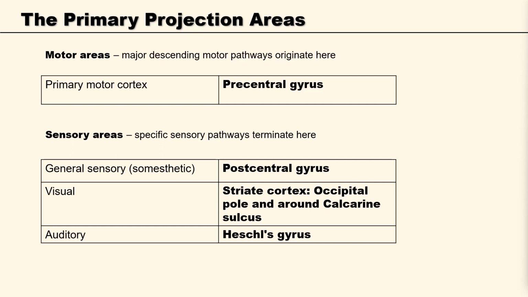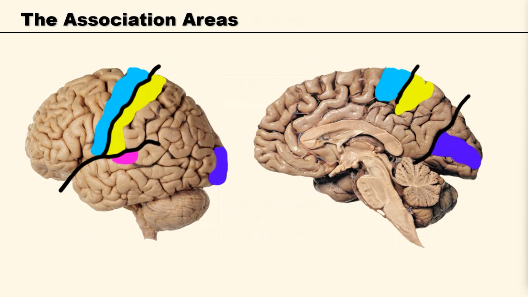So that's the primary projection areas, but what about the secondary or association areas? Well, it would make sense that the association areas are located near to their primary areas, so that's what we find. The motor association areas are located near to the primary motor area. The premotor cortex's role is to finely tune movements, such as for spatial guidance. The supplementary motor area is thought to control our trunk muscles in response to posture.